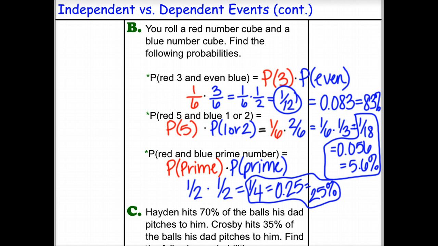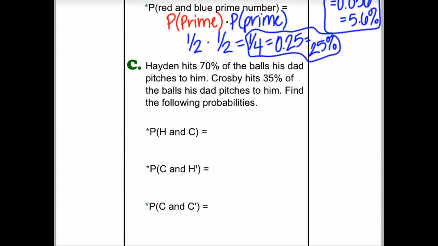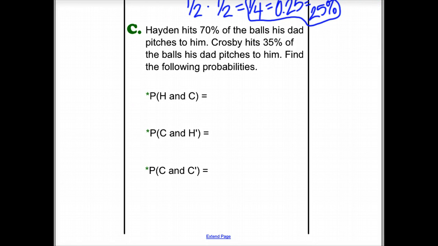Let's move on to the next one. It's a little bit different. Now we've got Hayden and Crosby hitting balls that their dad is pitching to them. Hayden hits 70% and Crosby hits 35%. So now we're looking in terms of percentages. The probability of Hayden and Crosby hitting are independent events because what happens when Hayden gets pitched to and what happens when Crosby gets pitched to are two very different things.